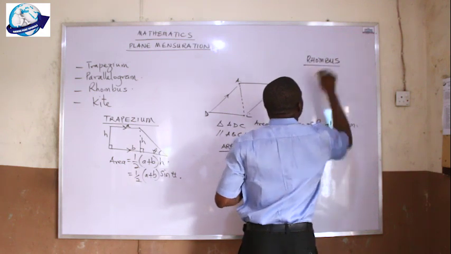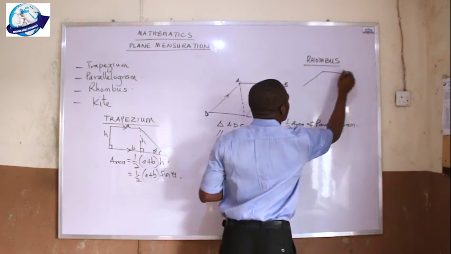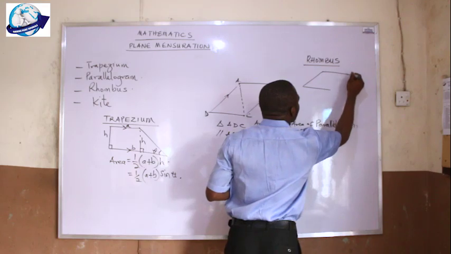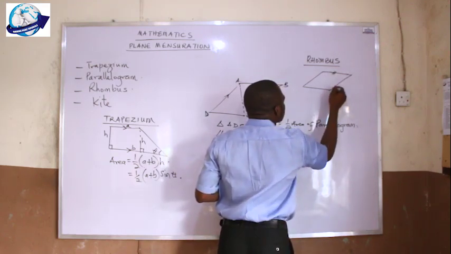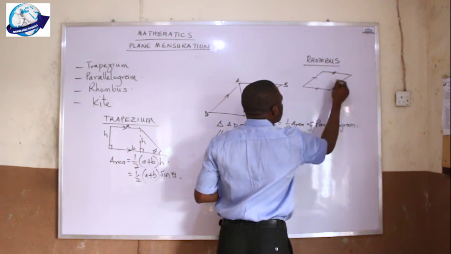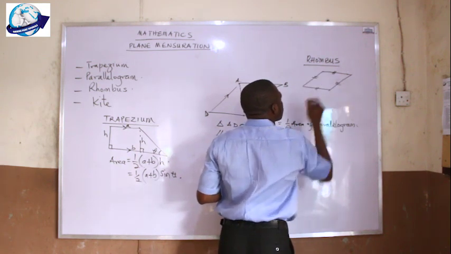Mind you, we are here for formulas. I take a rhombus and just put all sides equal. So this side is equal to this side. They are all equal, okay?